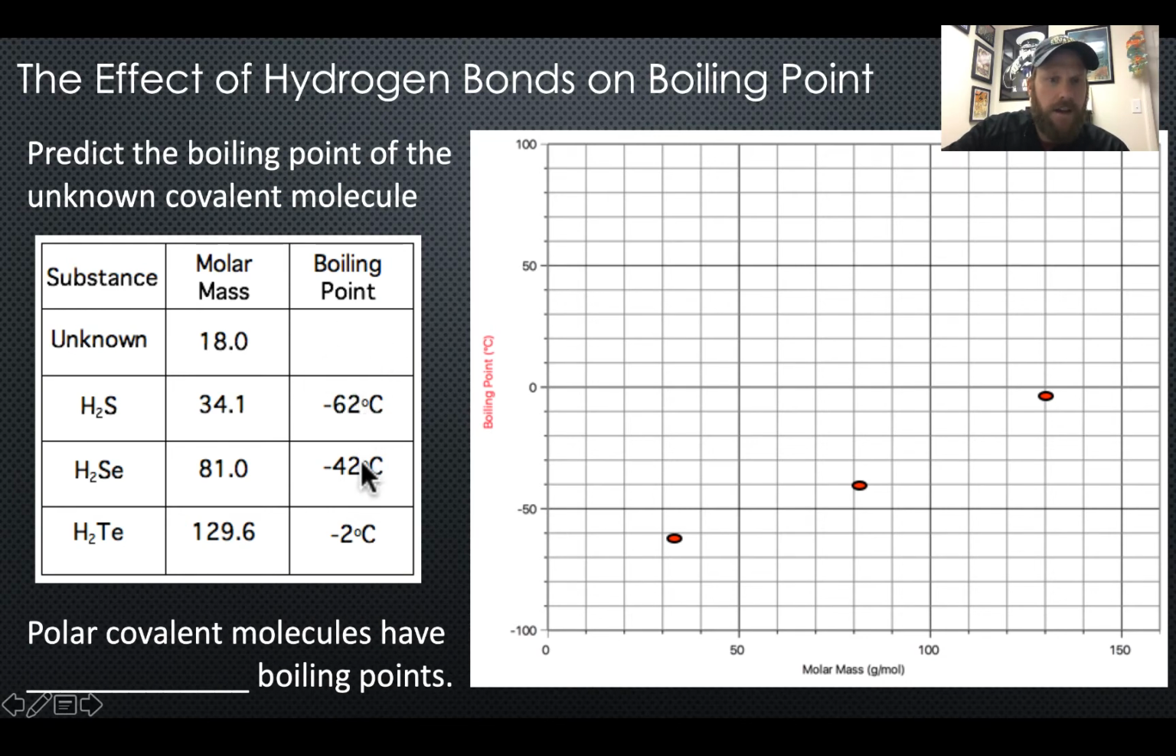And if we look, we got a difference of 20 degrees Celsius there, a difference of 40 degrees Celsius there. Maybe this is like 10 or 15 degrees Celsius. So a reasonable prediction might be negative 72, negative 75 degrees Celsius.